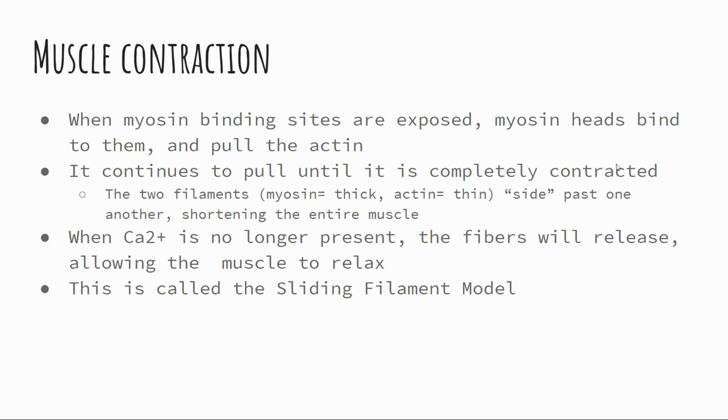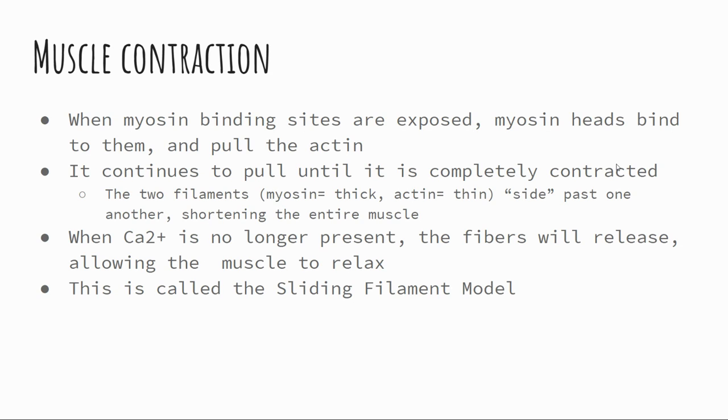So we pick back up at the myosin binding sites that are exposed. The myosin heads bind to them and then pull the actin. It continues to pull until it's completely contracted. There are two filaments that do this. You have myosin, which are thick filaments, and actin, which are thin filaments. And let's just say slide, not side. They slide past one another, shortening the entire muscle. When you contract, the muscle gets closer together, gets smaller.